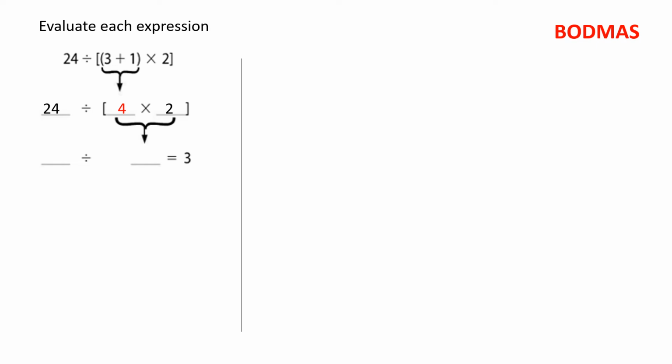Do which inside the brackets, which is 4 times 2. 4 times 2 is going to be 8. What about 24? 24, keep it down as it is. And 4 times 2, as I said, it is 8. So 24 divided by 8, of course, is going to be 3. So the value of the expression is 3.